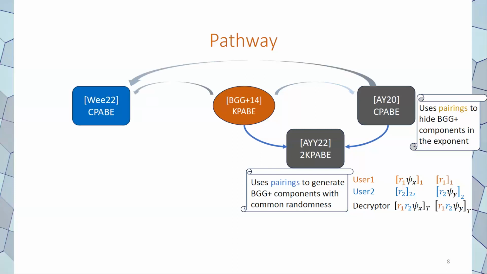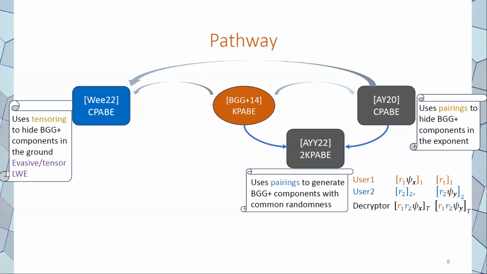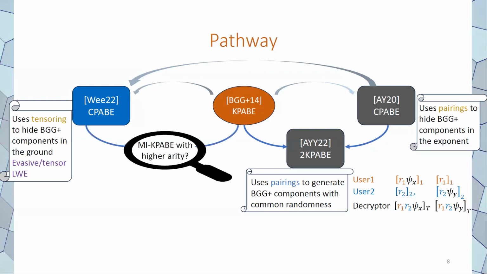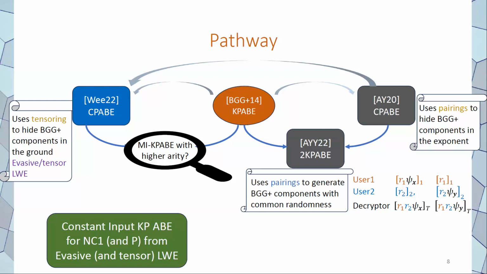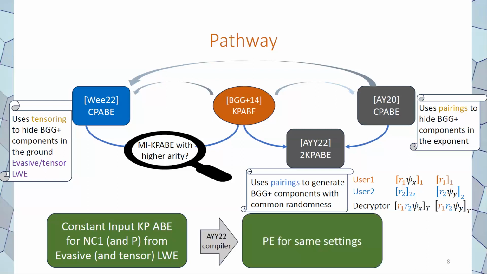Then in 2022, we constructed ciphertext policy ABE, again using BGG+ KPABE as the basic structure, and similar ideas as AY20. But now instead of pairings, he used tensoring, to perform a similar operation of hiding these ciphertext components. And he gave a nice abstraction of assumptions that help us get his construction. And now the question is that since tensoring does not have such a limitation, we can perform tensoring any number of times. Can we now get multi-input KPABE with higher arity? And in fact, we answer this question in the positive. That is, we construct constant-input KPABE for NC1 and P from evasive and tensor LWE. And we get P for the same settings using A and B.